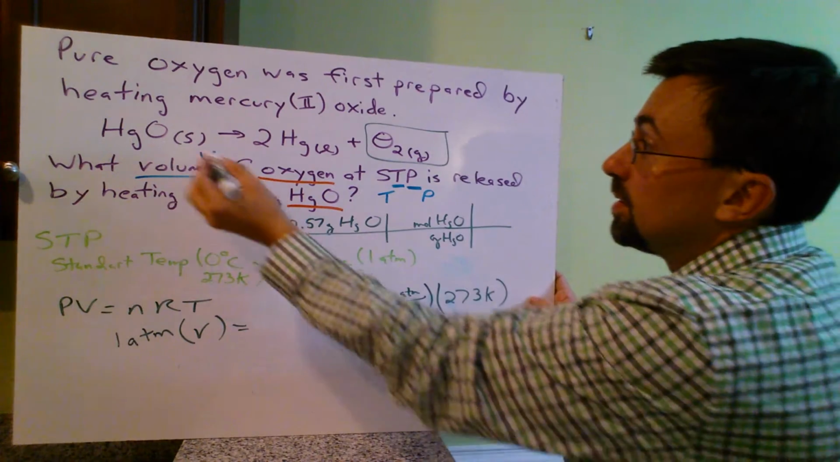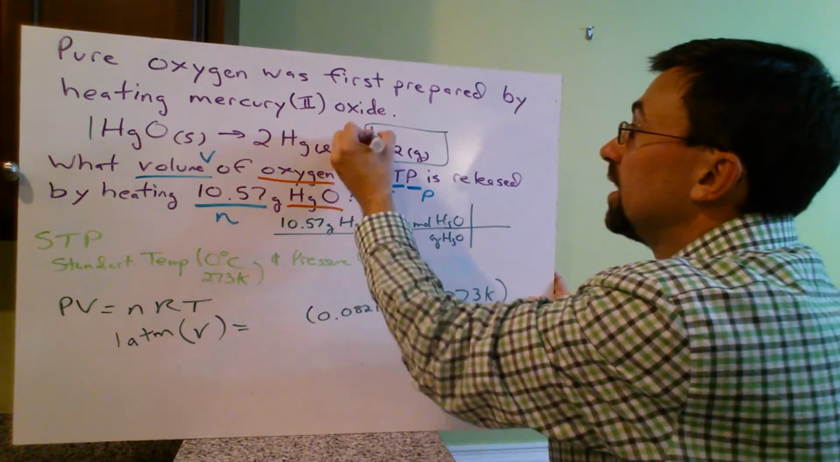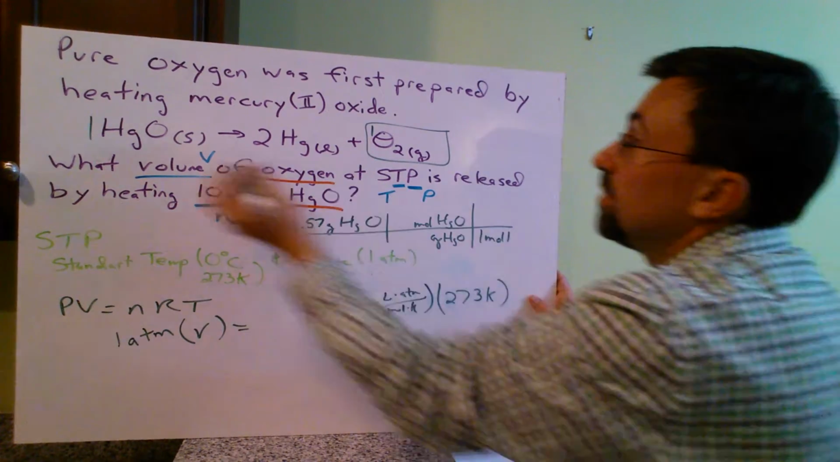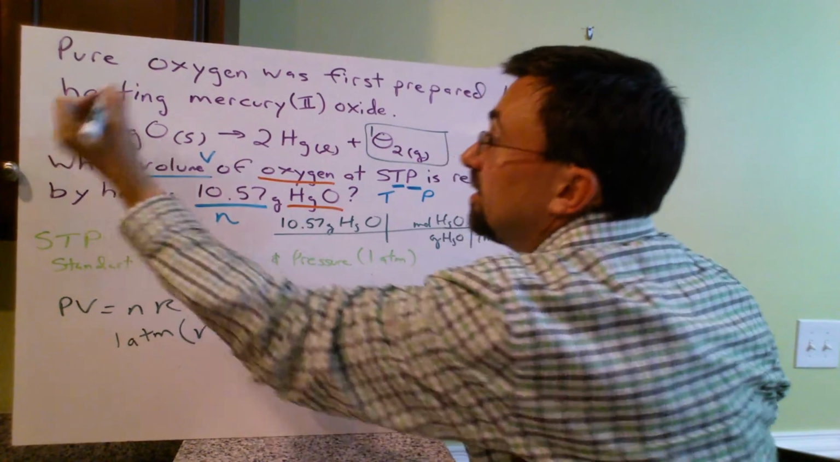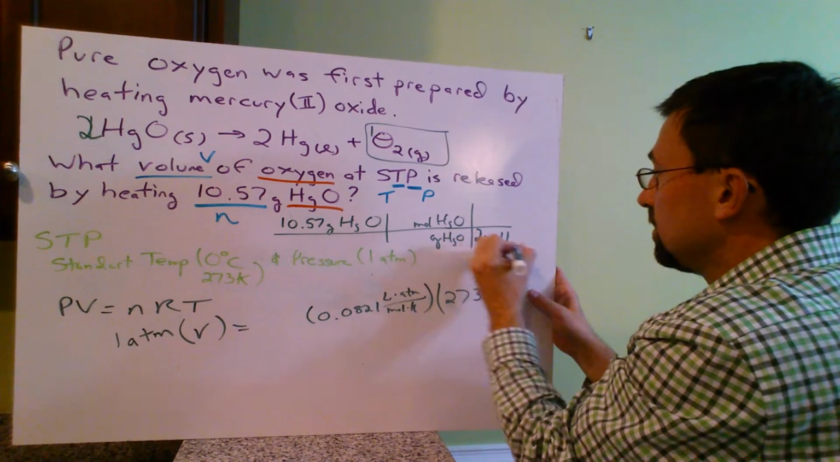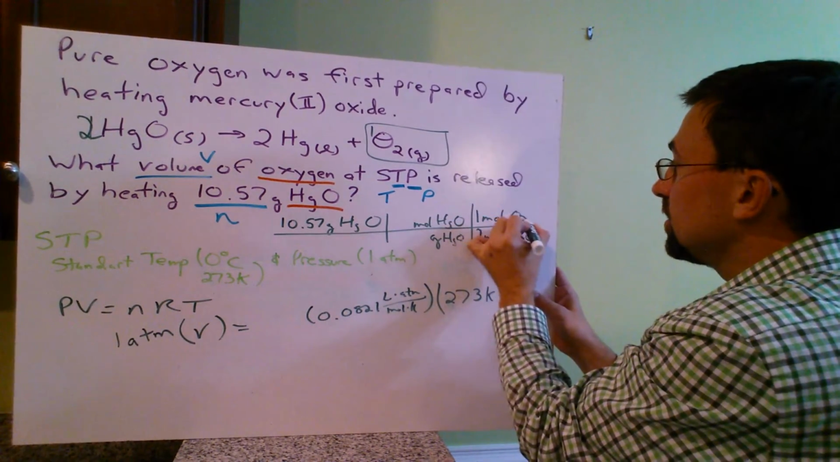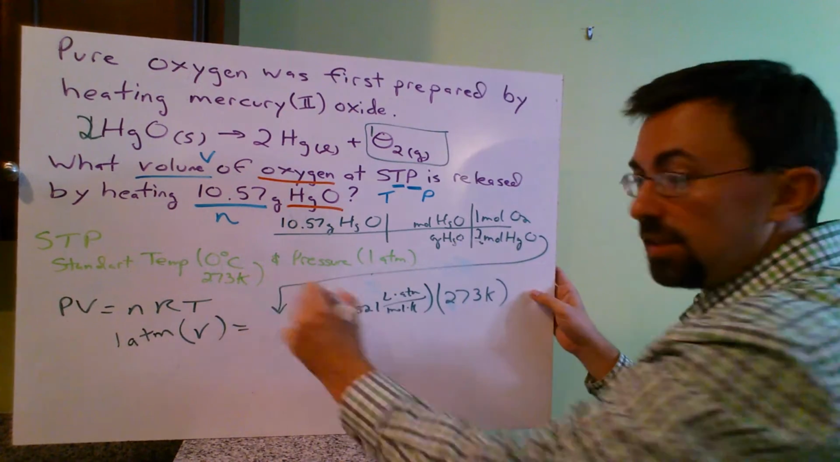Actually in this case it's easy, it's 1 to 1. No, I'm sorry, I didn't balance my equation correctly. That's 2. 2 moles of mercury oxide per 1 mole of oxygen. And then that number would go right here.